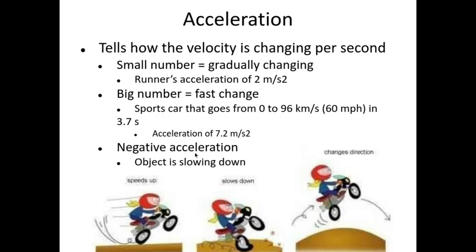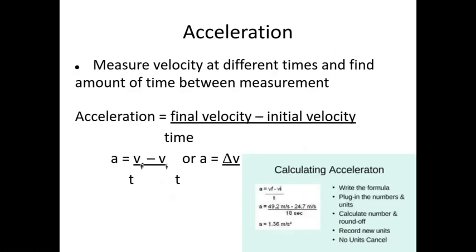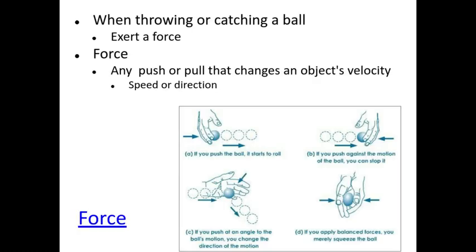And then a negative acceleration means an object is slowing down. If it's negative, it is slowing down. It's still acceleration because there's a change in that velocity, but it isn't going to be speeding up. When calculating this, you would just take the velocity at the end, subtract the original velocity, and then divide by the time you measured it over. I'm not going to have you do problems like this.